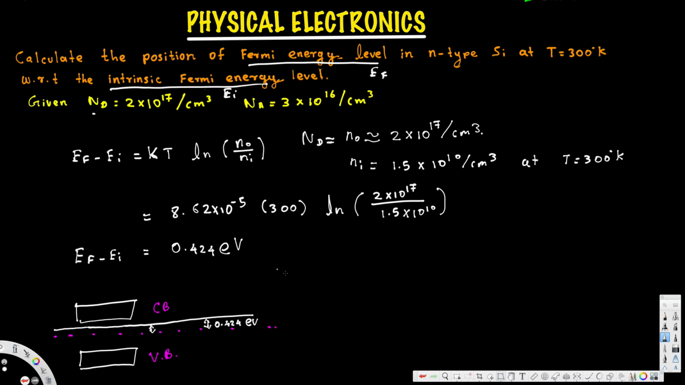So if we rearrange this equation, EF is what we are interested in, that is the Fermi energy level. That's going to be equal to what? If I move this negative EI to this side, that's going to be 0.424 electron volts plus EI. You can see this is EI plus this one, that is the EF location. This is the EF.